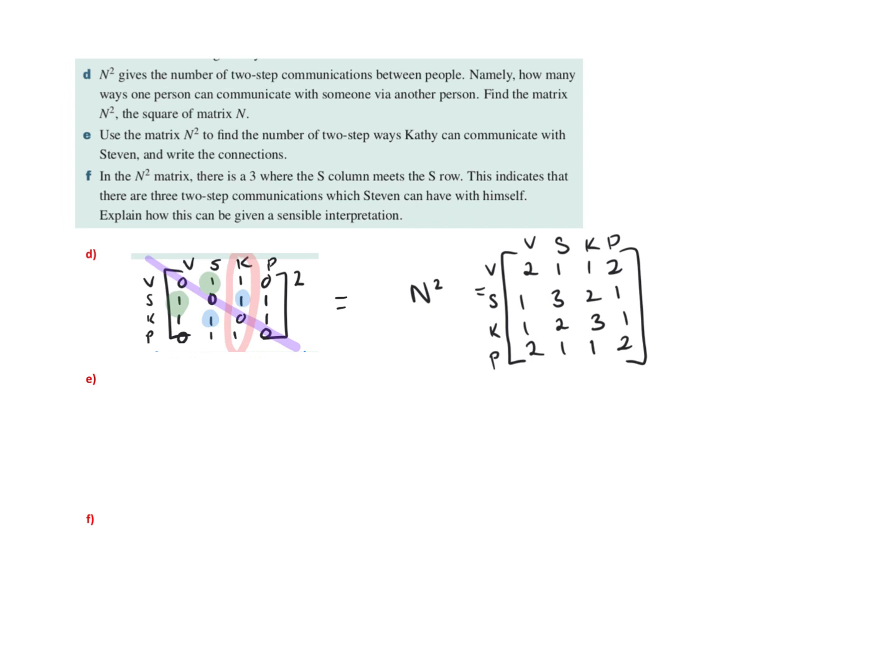So let's do question E. Use this matrix to find the number of 2-step ways Kathy can communicate with Stephen. So we go to Kathy, and then we need to go to Stephen. How many ways can they do it? How many is it? 2. Yeah, there's 2 ways to communicate via 2 steps.